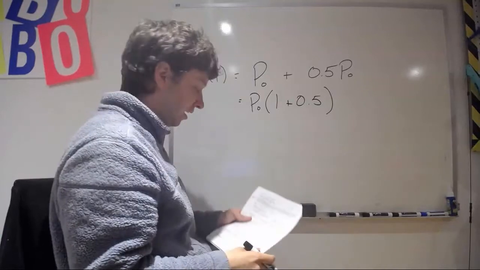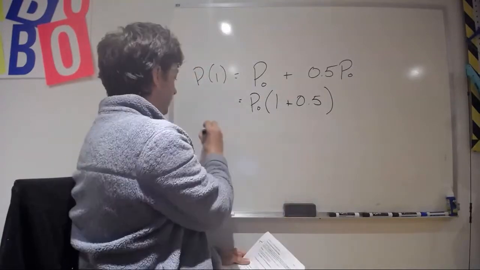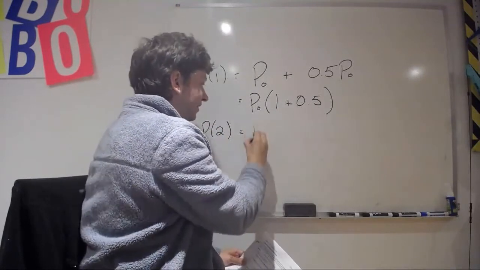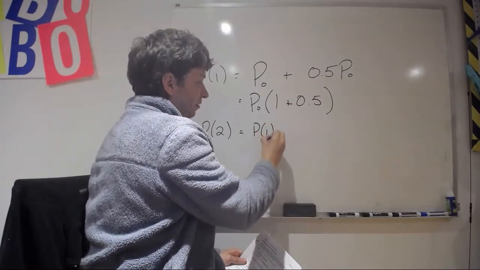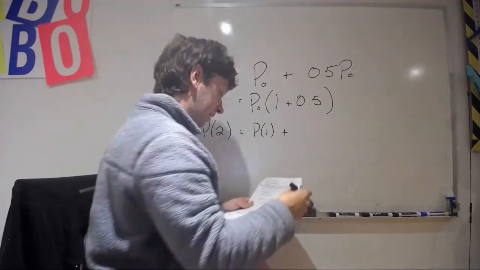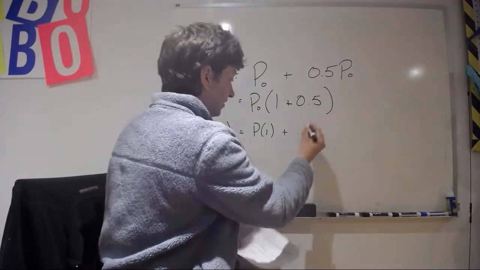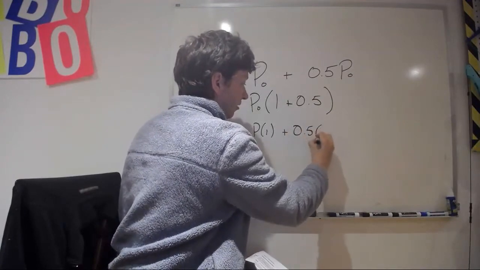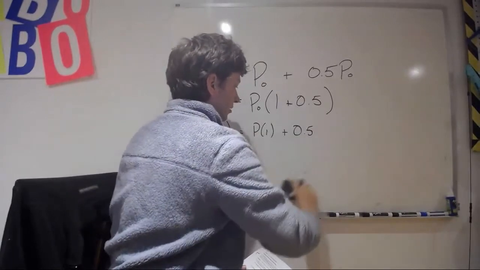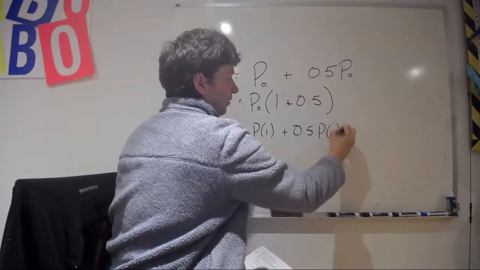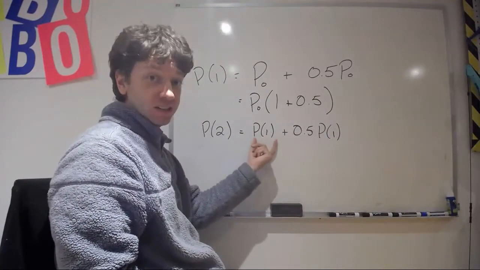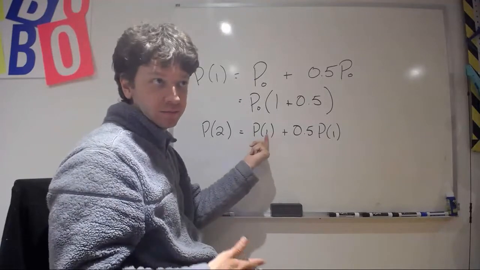Okay? Now let's look at, say, what would P2 be? Well, P2 would be what you had the day before, P1, plus 50% of that. So we're going to write 50% of P1, but instead of percent, we're going to write 0.5 P1. And remember, when I write P1, I'm writing this function after 1 day.